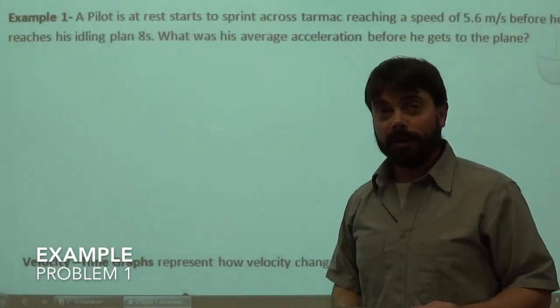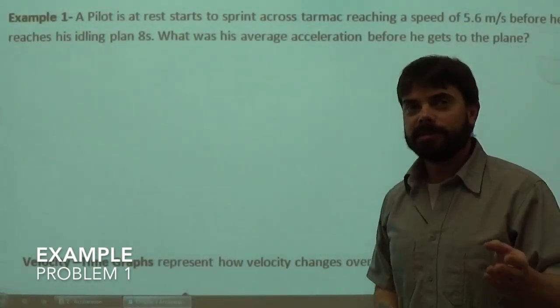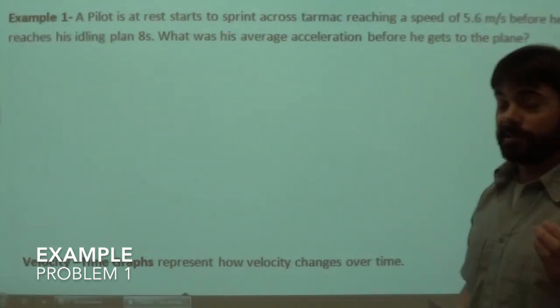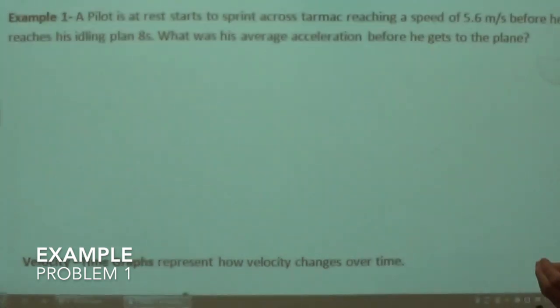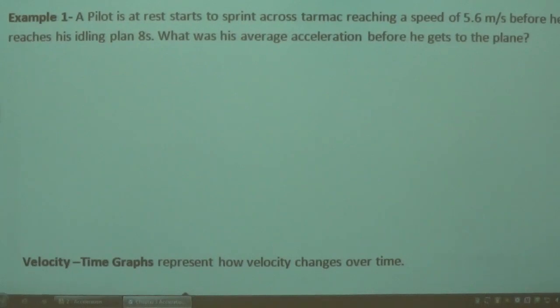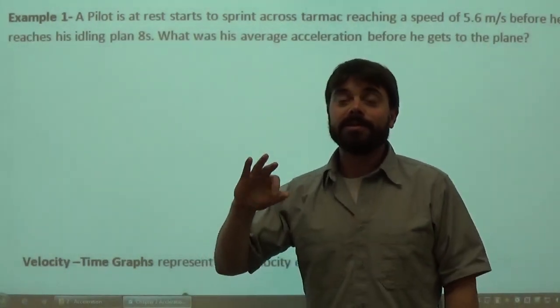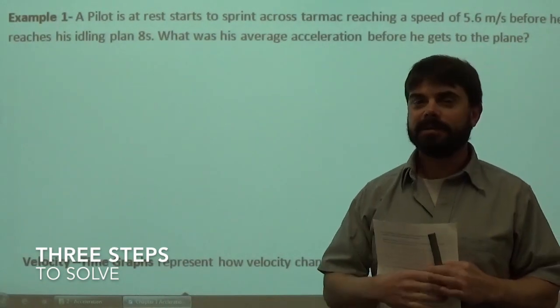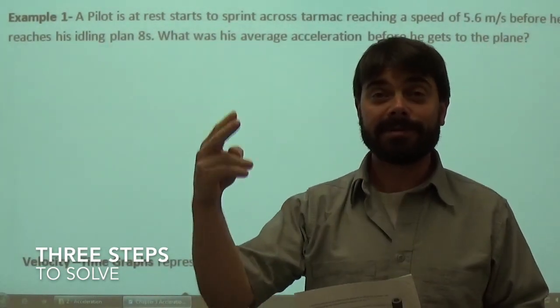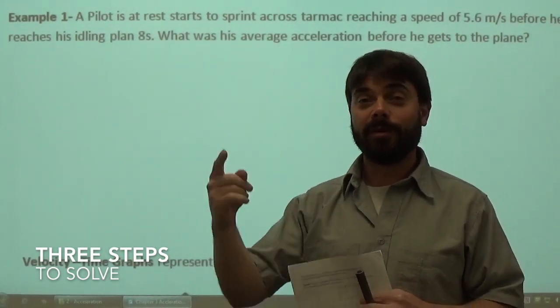So example number one, the scenario they give you is talking about a pilot starting at rest. He's going to sprint across the tarmac, reaching a speed of 5.6 meters per second before he reaches his idling plane 8 seconds later. What is his average acceleration before he gets to the plane? The three things you guys should do all the time when solving any story problems: list the variables, list the equation, and then solve. 1, 2, 3.